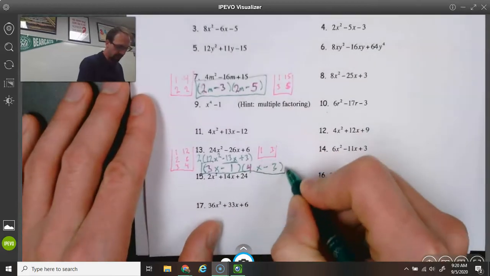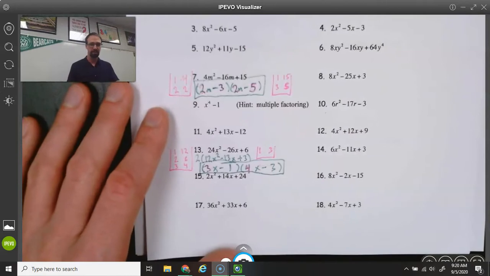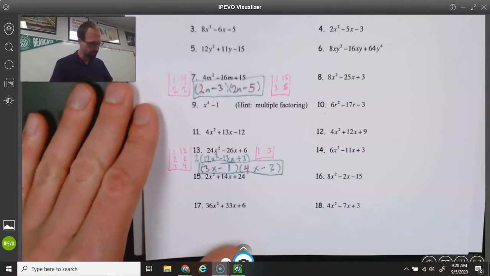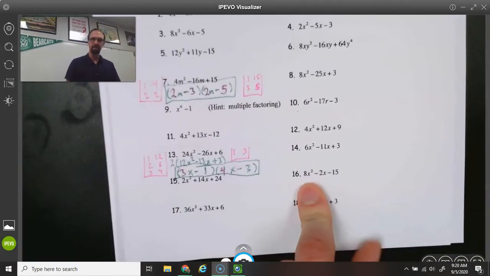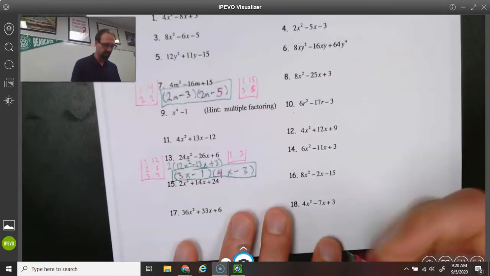Again, I showed you how I was able to eliminate some of the choices just by knowing the factors and how that worked. And the last one I want to work with you is number 16. It's 8x squared minus 2x minus 15. There is no GCF that we can pull out first, so there is nothing to do with that slot.